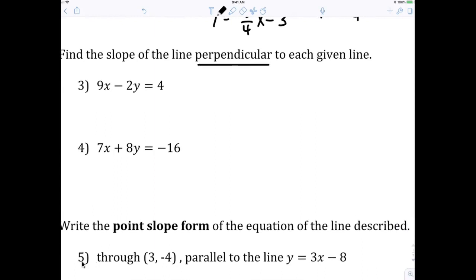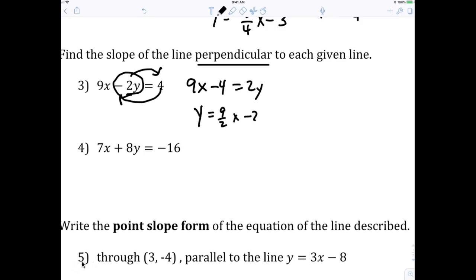Perpendicular. So now for perpendicular, we're doing negative reciprocals. All right, so again, I'm looking at this, and I'm moving it over here, and moving this over here. So I have 9x minus 4 equals 2y. Does everybody agree with that? Then I divide by 2. So y equals 9/2 x minus 2. So the slope of the perpendicular is equal to what? Negative 2 over 9. Does everybody agree with this?